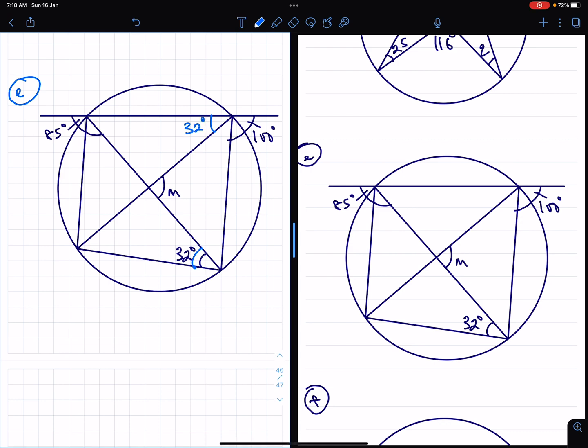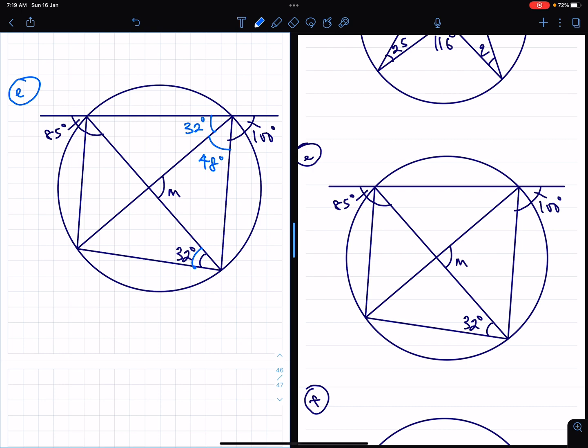Angles in the same segment. If that's 32, then I can find this small angle. 32 plus 100 is 132, and when we subtract that from 180, I'll get this angle. So 180 minus 132 is 48 degrees. That means this angle is 48 degrees.